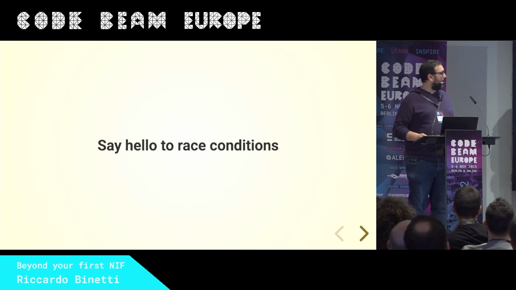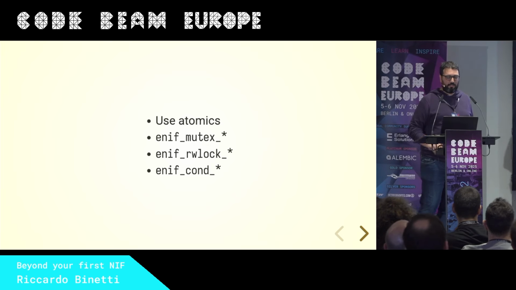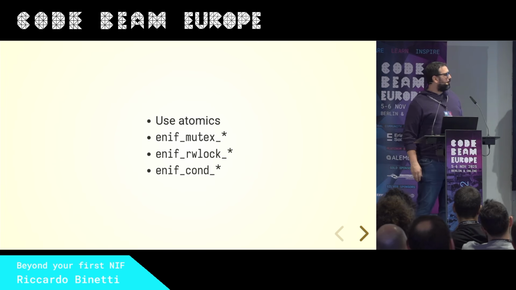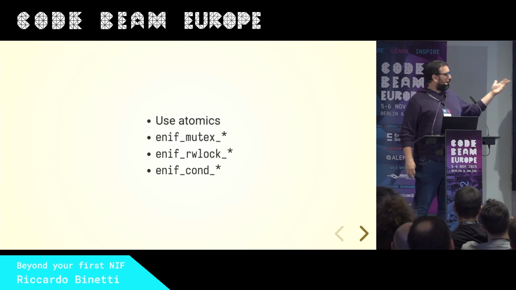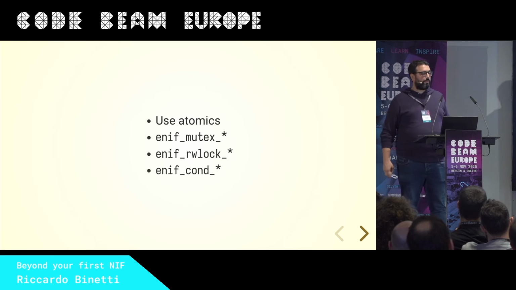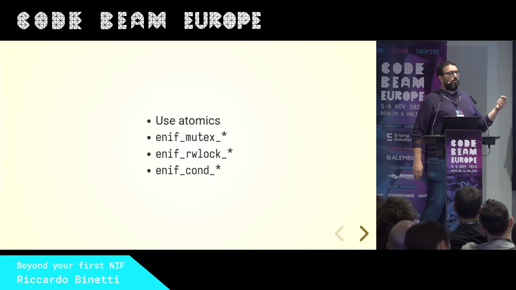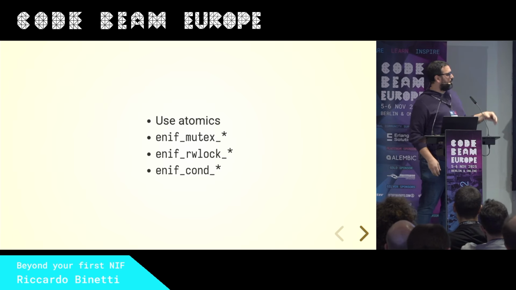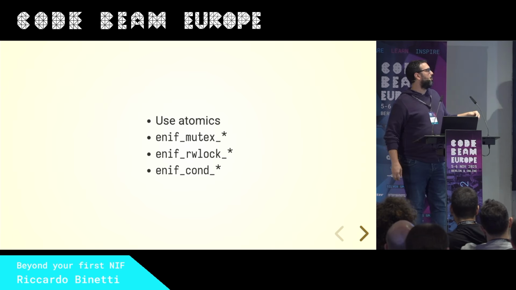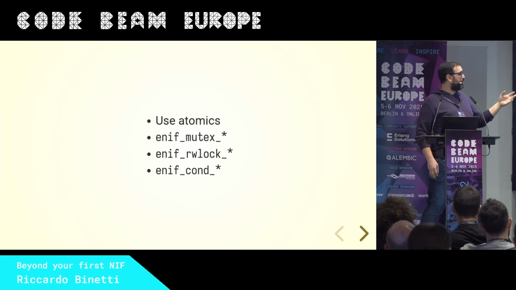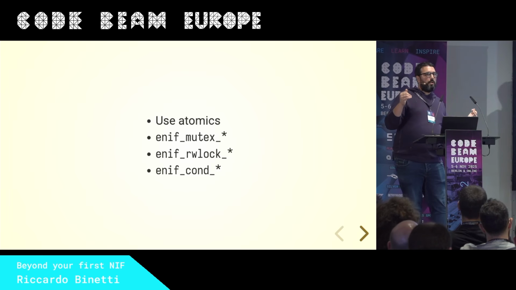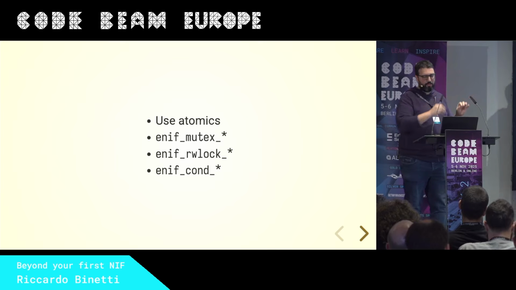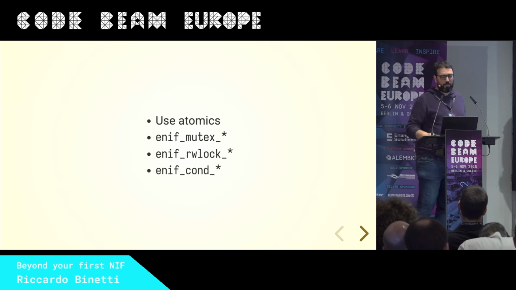And how do you solve that? Like you solve race conditions in C. So you have to either use atomics, or you can use some of the primitives that are offered by the NIF library. The NIF library offers mutexes, read-write locks, and conditions that are cross-platform, and that also helps you with debugging because they have some names that you can look at when stuff goes wrong.